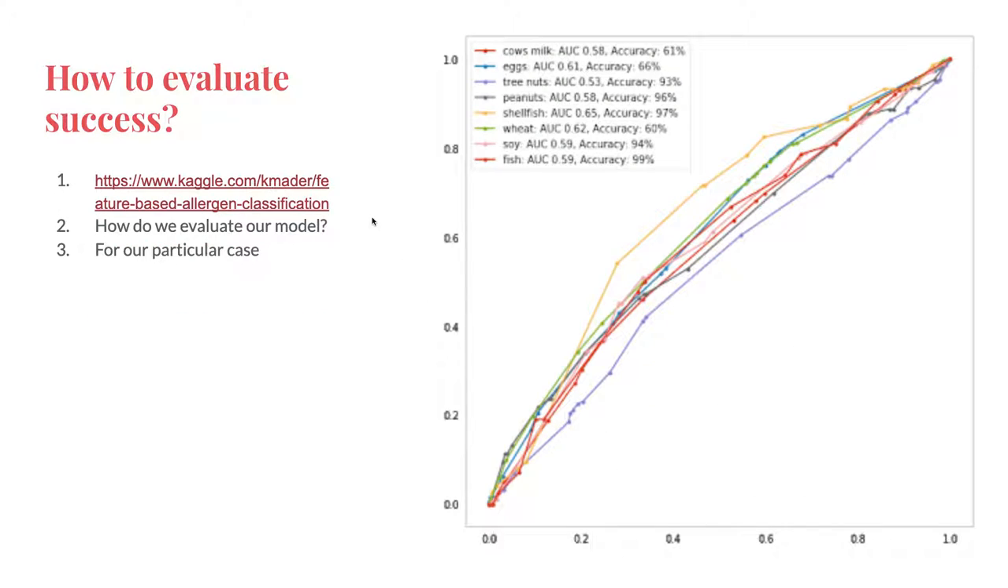We then look at how we evaluate a model. What do you think the problem with accuracy would be? Accuracy is the simplest one. If I say it has cow's milk in it, how likely is it that it actually has cow's milk in it? How likely are those two to match? What do you think an issue with that might be? We do our first version of the model and shellfish has 97% accuracy, fish has 99% accuracy. Is that really good?